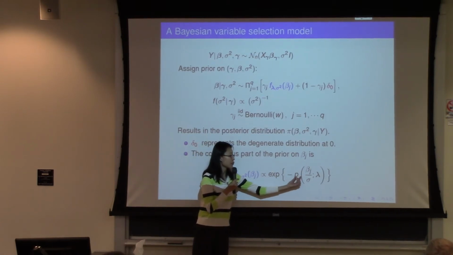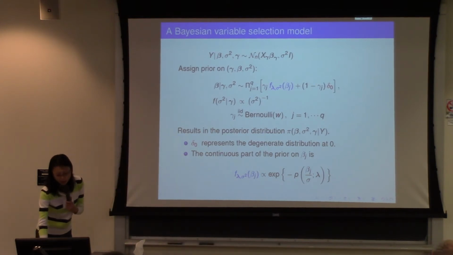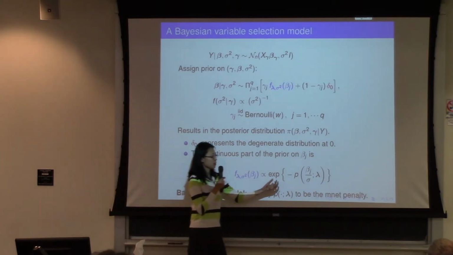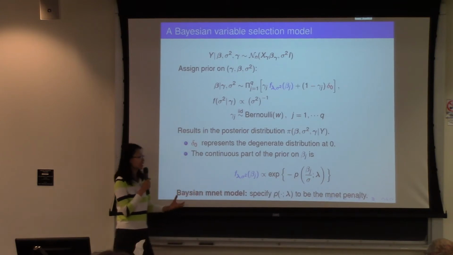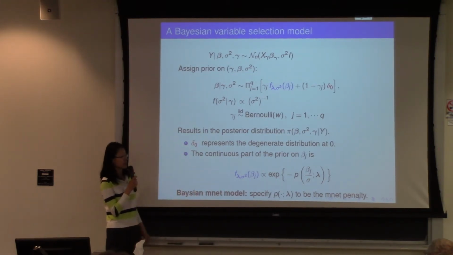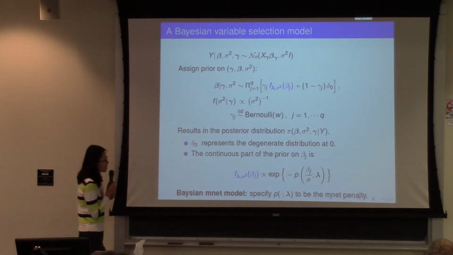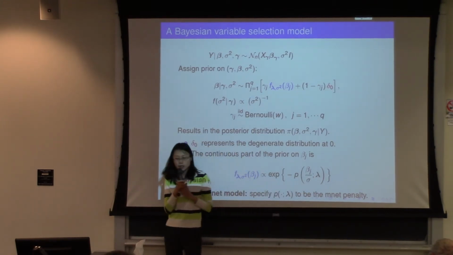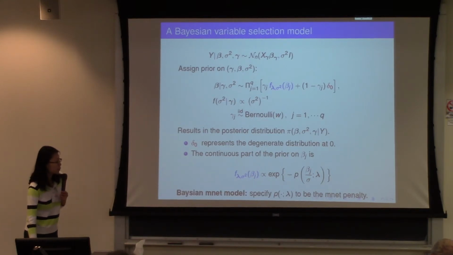In that case, this p would correspond to a squared function, a quadratic function of beta. Or more generally, as we mentioned, there are many ways to choose this p. If you choose it as an analogy of a penalty function, you could choose this p to be an MNet penalty. And in this case, you could also further assign a prior to these lambda, which we call hyperparameters, if you want to do fully Bayesian analysis.